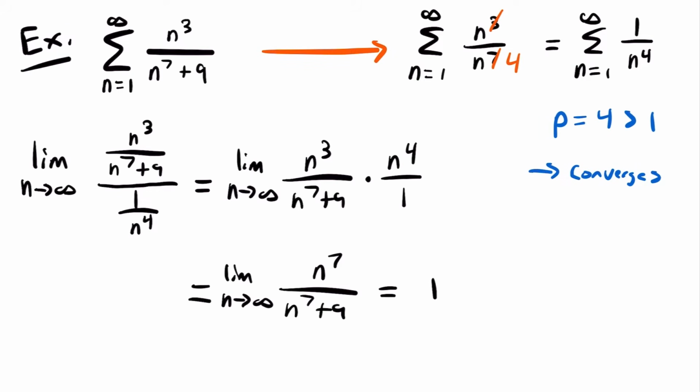All right, so no matter what method you use, you can conclude that this limit is equal to 1. And that value of 1 is a finite value, which means that from the limit comparison test, we can conclude that our original series will converge just like our comparison series.